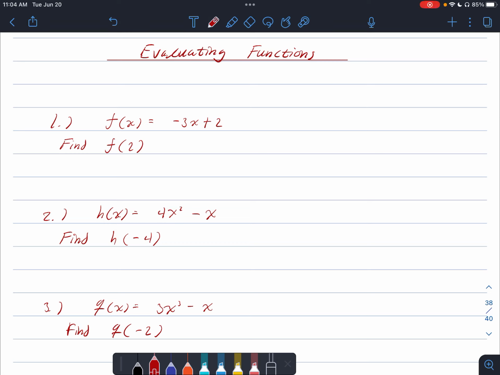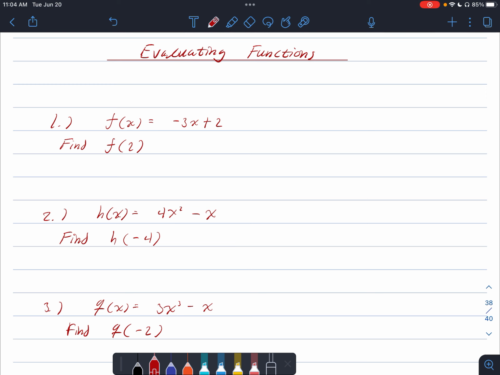In the last couple videos, we talked about how to define a function, what a function is, and how to determine if some relation is a function. Today, we're going to be talking a little bit about function notation and how to evaluate functions.